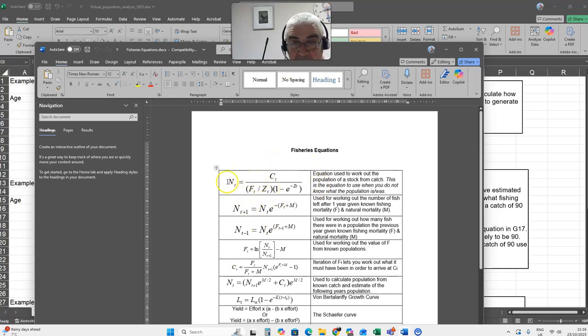So we're going to work out how many fish there must have been in the population to support a catch based on our fishing mortalities. Okay, so this is the equation you use when you don't know what the population is. So we just have to slot that equation into R. So we're not going to put this number in. We're going to work out what that number is based on catch and these values here.